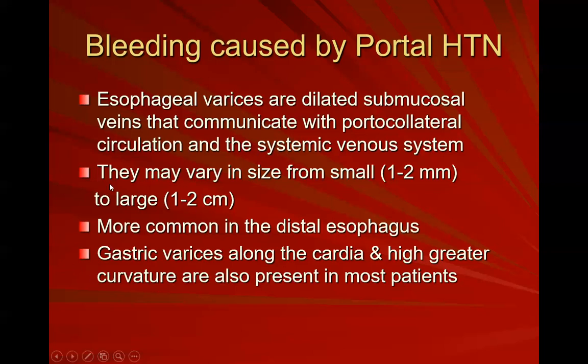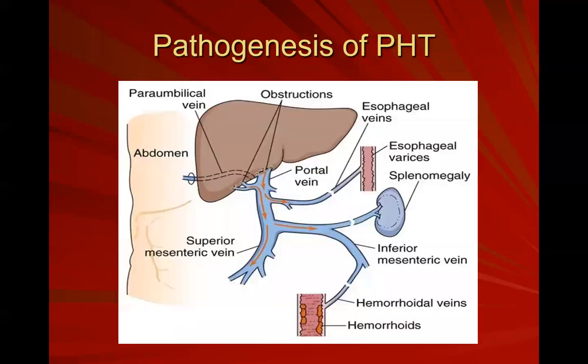So they may vary in size from small to large, from millimeters to centimeters. They are more common in the distal esophagus. The gastric varices are along the cardia and the high greater curvature, since we're talking about the splenic vessels. So the cardia and the high greater curvature. So these are the sites.